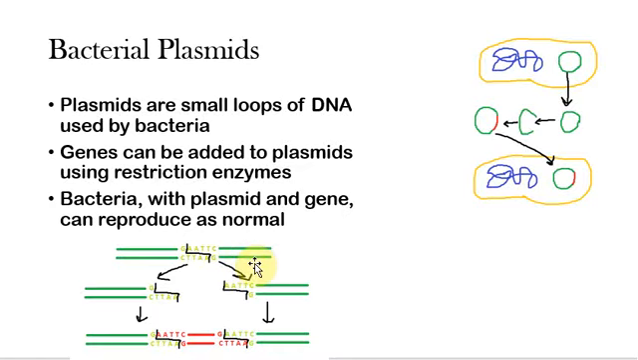And so, using those restriction enzymes, we can cut apart plasmids and then insert sections of the genes that we want to insert, and those genes can be added to those plasmids. Then we can put the whole plasmid back into the bacteria, and then the bacteria will just reproduce as normal. After we do all this, we can get multiple copies of the gene, and now we have more to work with.